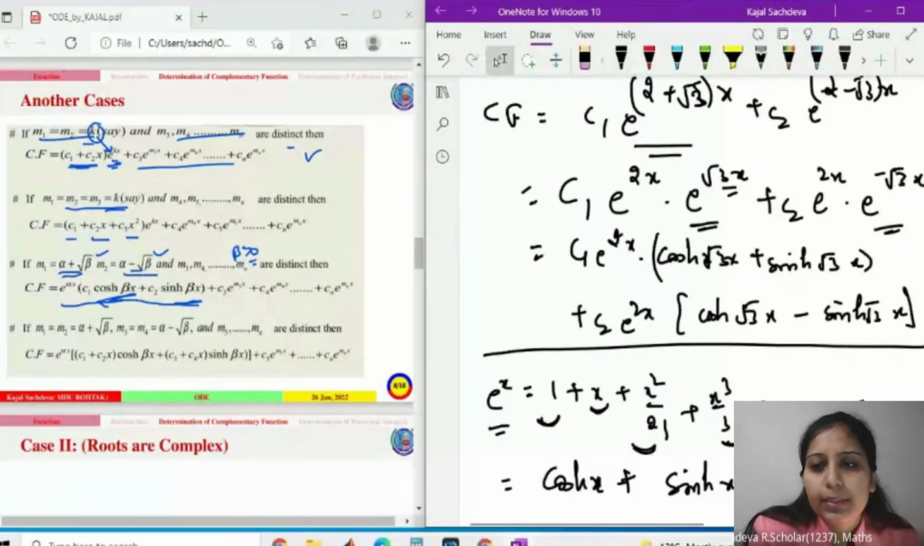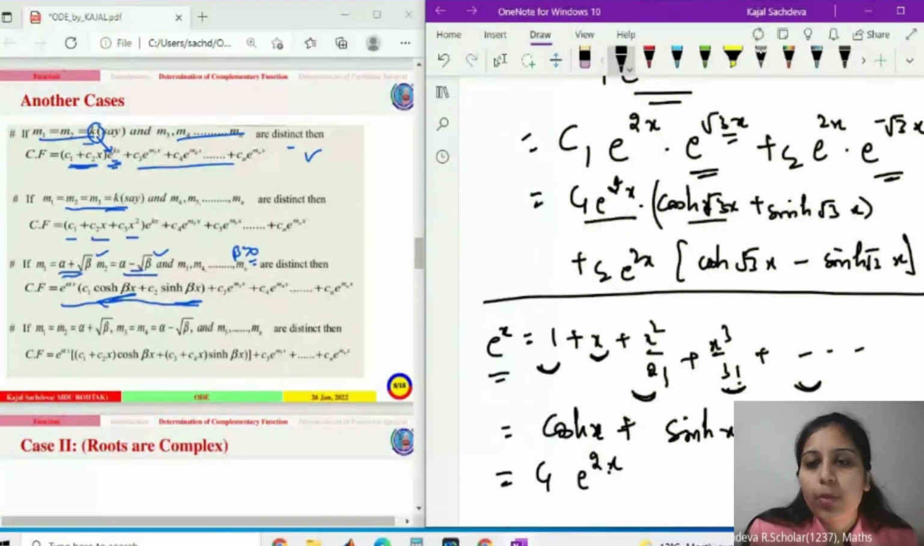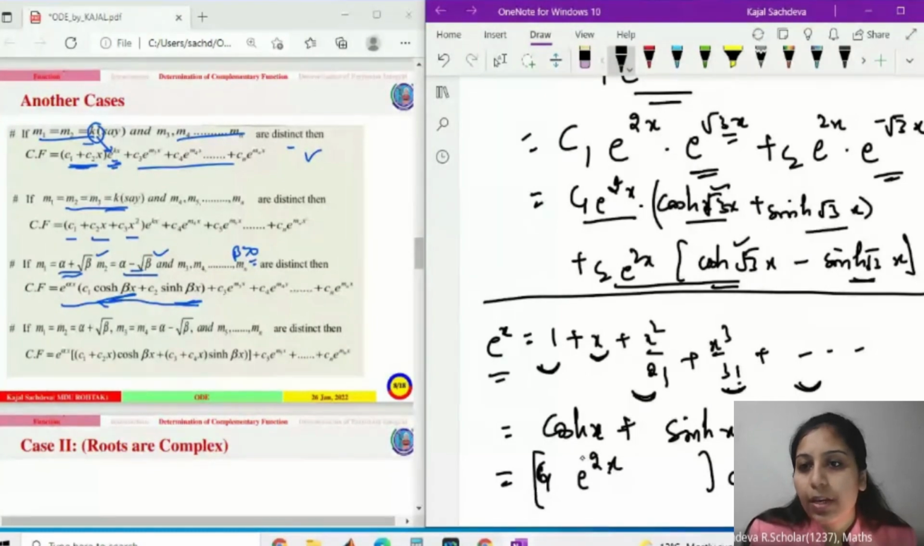When we separate these, here we have C1 e raised to power 2x cos hyperbolic root 3x, and also from here cos hyperbolic root 3x. So we can take common cos hyperbolic root 3x, C1 plus C2, both are here. So we will get one term of cos hyperbolic root 3x, and another when we take common, we get the sine hyperbolic root 3x, and e raised to power 2x whole common.